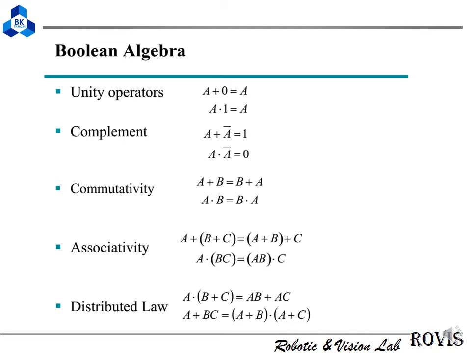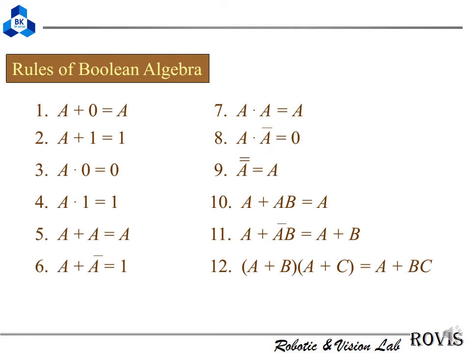First is the unity operator, and then complement, and then commutative, associative, and distributive laws. And here we extend with more functions. A very important function to remember is rule 10 here, right? A plus AB equals A. It's very important. And these are the 12 rules you have to remember.